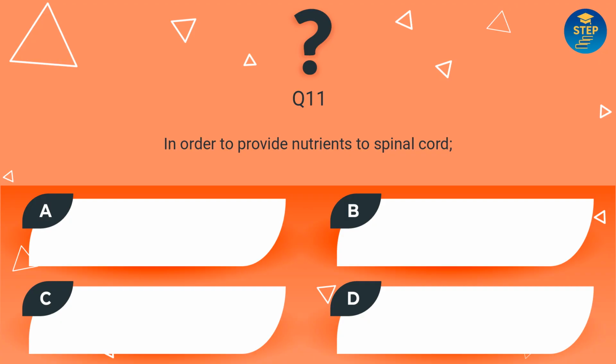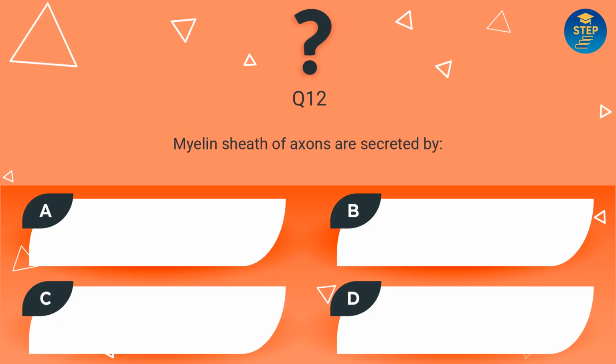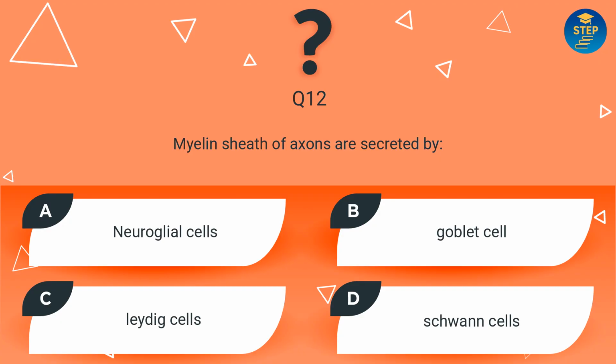In order to provide nutrients to spinal cord, what is the case? Gray matter surrounds cord, white matter surrounds cord, cerebrospinal fluid runs through cord, H-shaped gray matter is helpful. Answer is cerebrospinal fluid runs through cord. Myelin sheath of axons is secreted by neuroglial cells, goblet cells, Leydig cells, Schwann cells. Answer is Schwann cells.